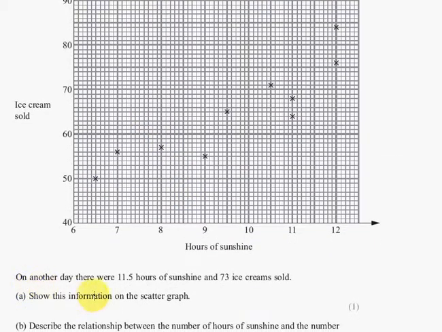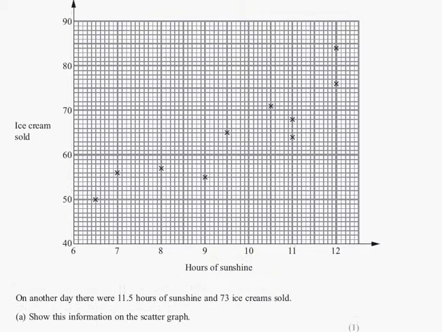On another day there were 11.5 hours of sunshine and 73 ice creams sold. Part A says show this information on the scatter graph. So there was 11.5 hours of sunshine, which is here. I need to go up to 73 ice creams, which is here. Okay, so you need to put a little X there to represent that bit of data.